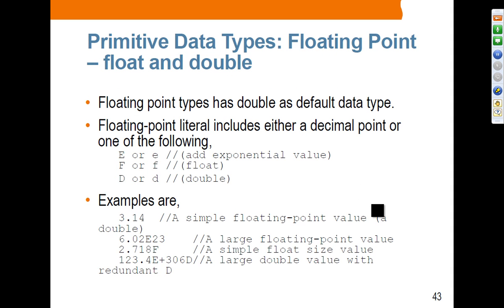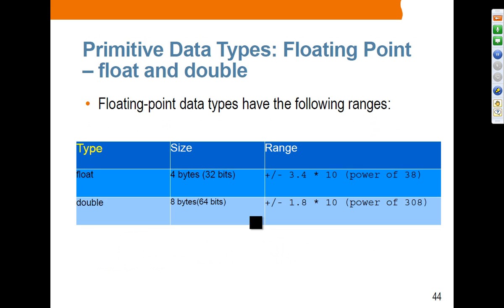Floating point. So these are the examples of floating point. 3.14. I mean, you can actually represent it in scientific format like this. Okay. So again, a floating point is another primitive data type. Okay. All right. So float and double. So float is taking 4 bytes and double is taking 8 bytes. Okay. So they have a corresponding range.